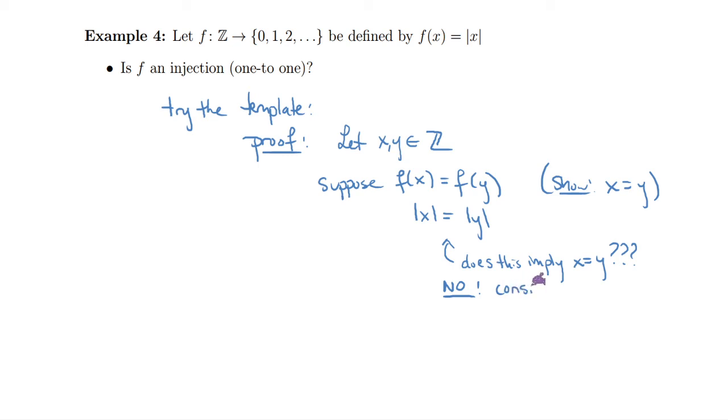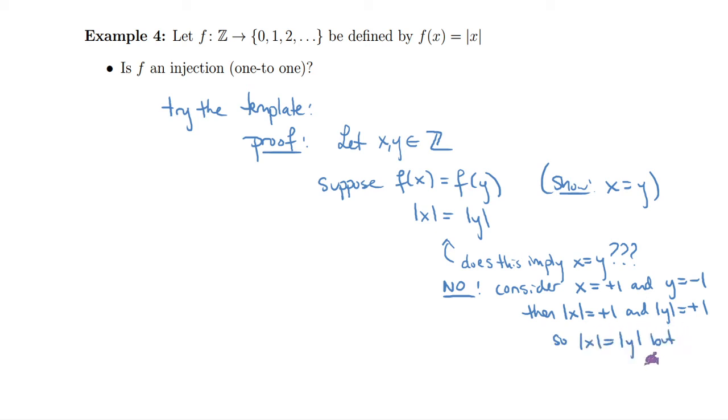Consider x equal to plus 1 and y equal to minus 1, right? Then the absolute value of x is plus 1 and the absolute value of y is plus 1, right? If I take the absolute value, both of these are the same. So the absolute value of x is equal to the absolute value of y, but x is not equal to y.